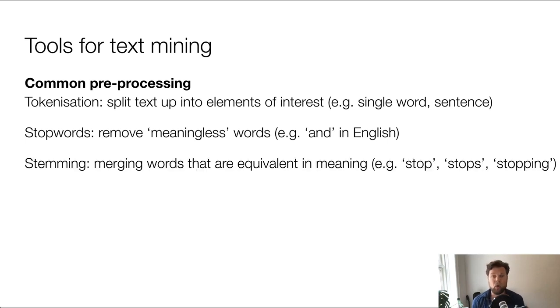Finally, we might also want to do what's called stemming, which means that we might want to merge words that we consider equivalent in meaning for our analysis. So again, if we are analyzing English texts to understand what topics they're talking about, we might not care about the difference between stop, stops, stopping, and so on, but rather we might want to merge them together and consider them all instances of the single word stop.